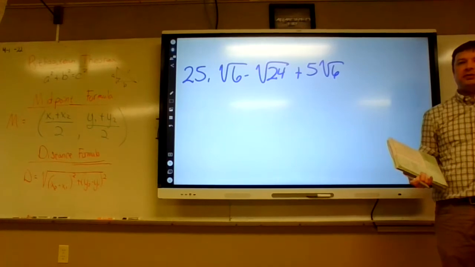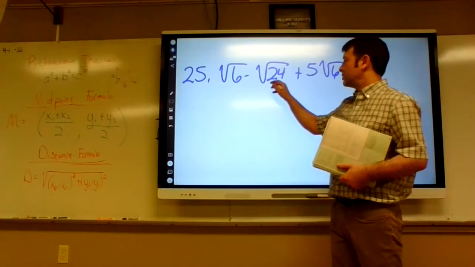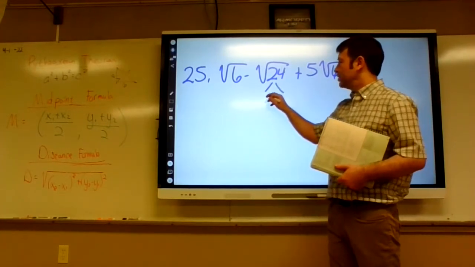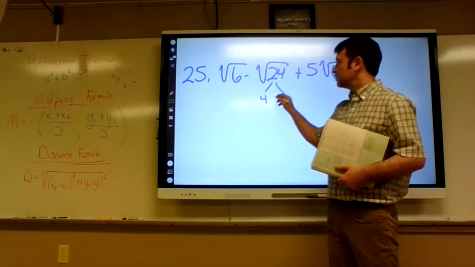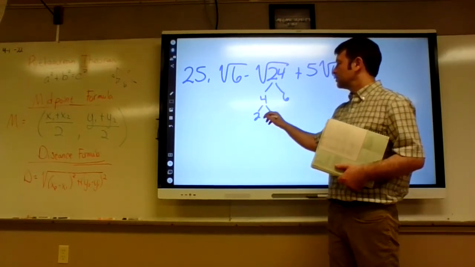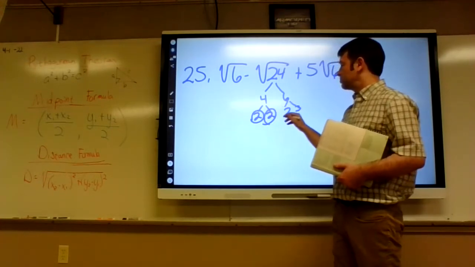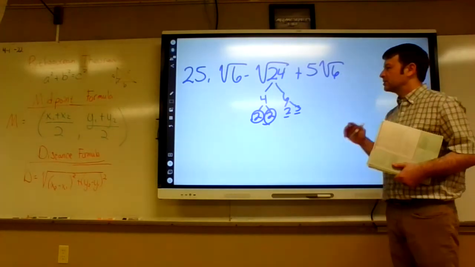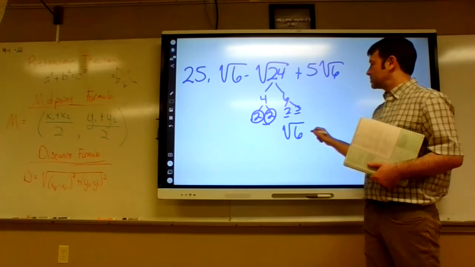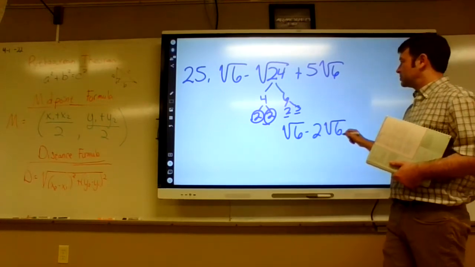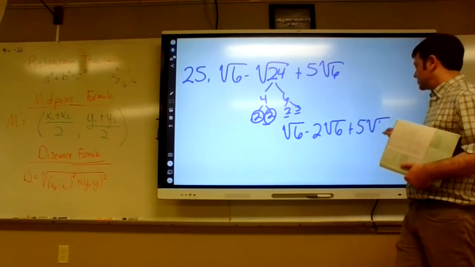Use the calculator. Okay. I'll make the thing the same, like the 24 is the same. Square root of 24 can simplify. What goes into 24? 4 and 6. So it's 2 square root of 6. So we have square root of 6 minus 2 square root of 6 plus 5 square root of 6.